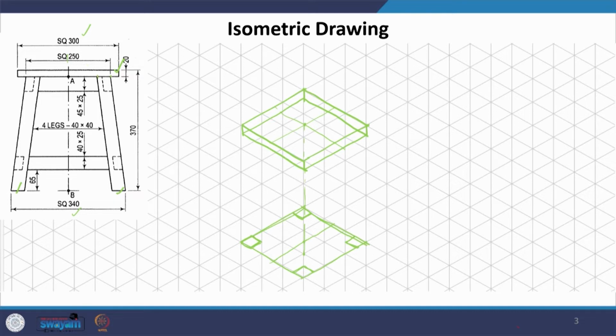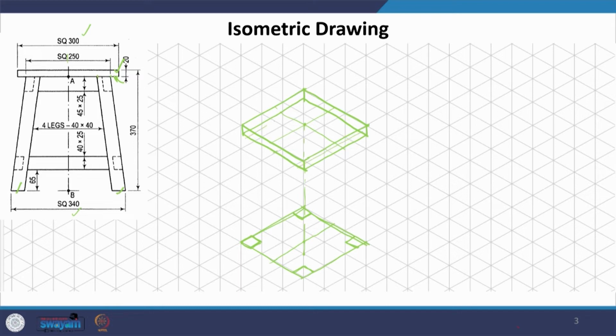So, this is a square of 250. Now, in this square which is here, exactly this square, we will draw a square which is of 250, where here we have taken it to be 300. So, the 250 will be 1/4 less than this. So, approximately here.